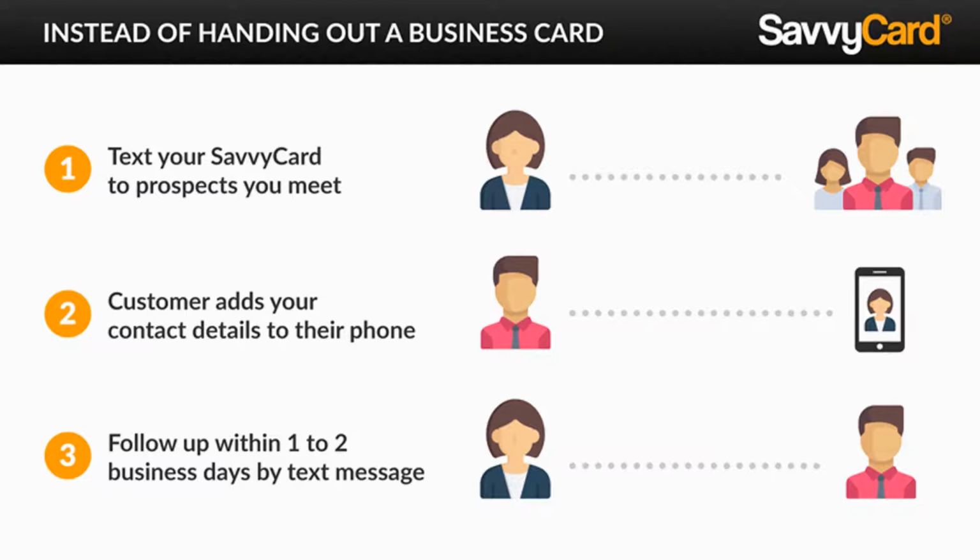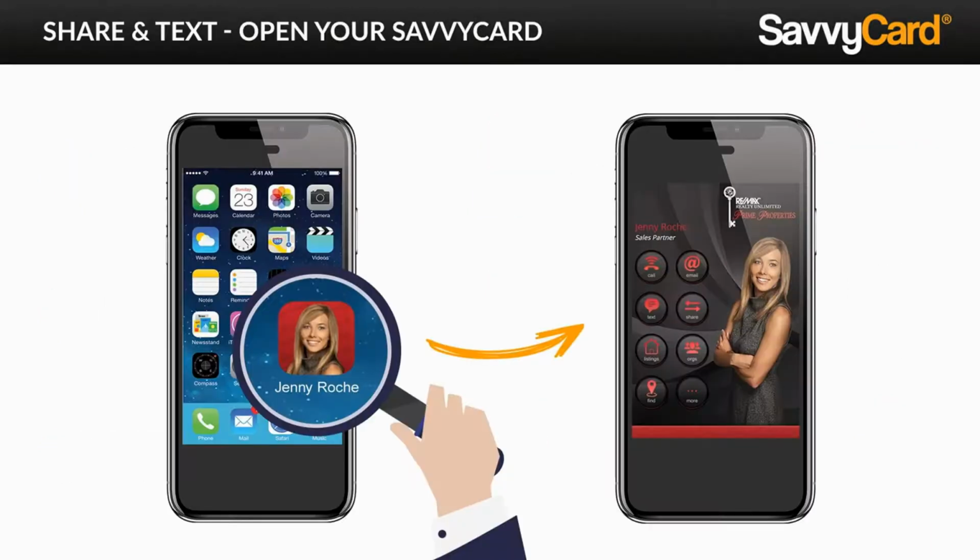Once you get your prospect's number, that's where Share and Text starts. You're going to share your SavvyCard, you're going to get your contact info into their phone, and you're going to follow up with them by text message. Okay, so we have the concept down. Now let's talk about how you do this.